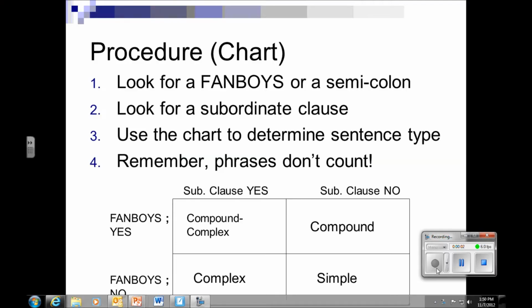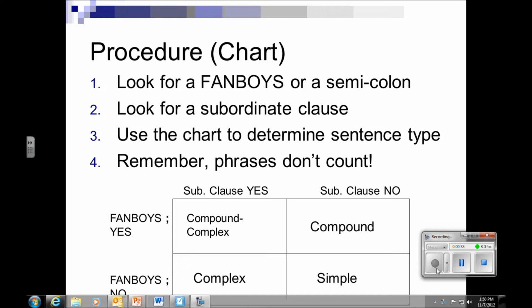I'd like you to write this procedure down in your notes. These are the steps I want you to follow as you're trying to figure out your sentence's structure. The first thing I want you to do is look for a fanboys or a semicolon. If that fanboy joins 2 complete sentences and is not just making a list, that means your sentence is at least compound, but it might be compound and complex. So the second step is to look for a subordinate clause. If there's a subordinate clause, that means your sentence is at least complex.